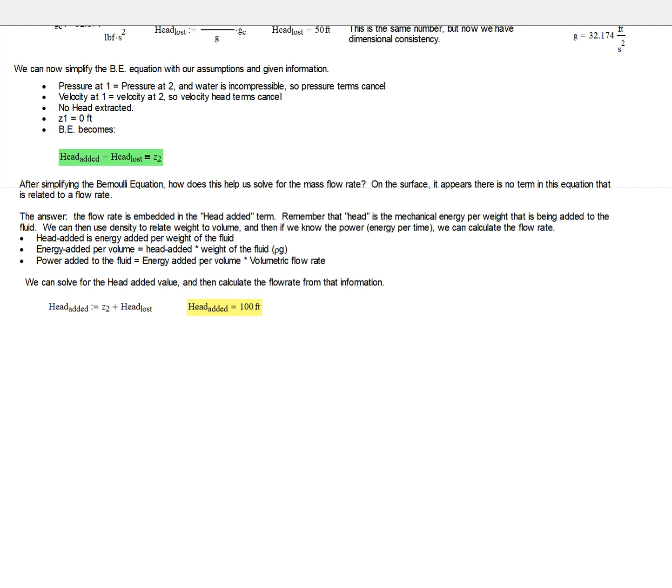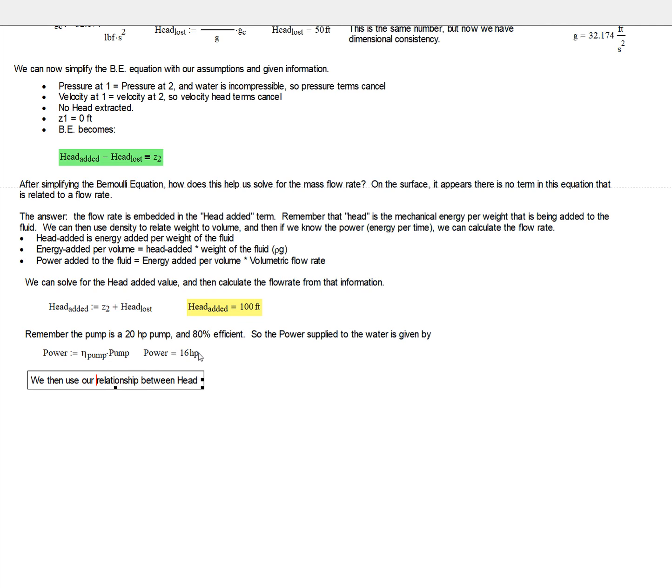Now, we need to relate this to the power of the pump. So the power of the pump was given to us as 20 horsepower. But remember, we were also told that that pump is only 80% efficient. Of that 20 horsepower, only 80% of that is actually being applied to the liquid, which is what this head added term represents. And so the power actually going to the water in our system is 20 times 80%, which is 16 horsepower. And so now what we can do is take this power that is actually going to the fluid and relate it to the head added.